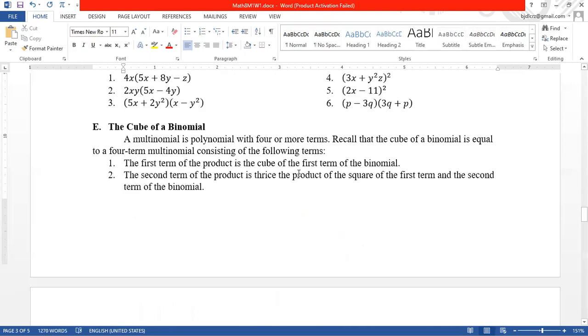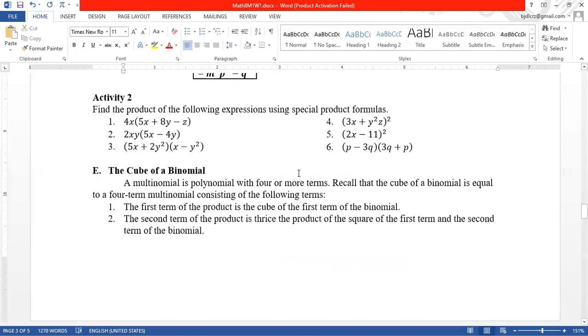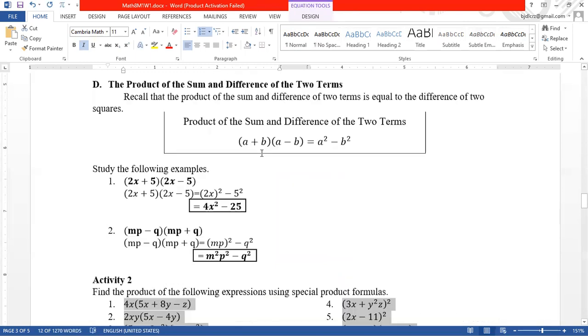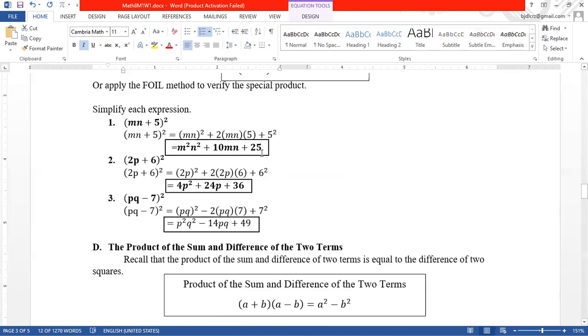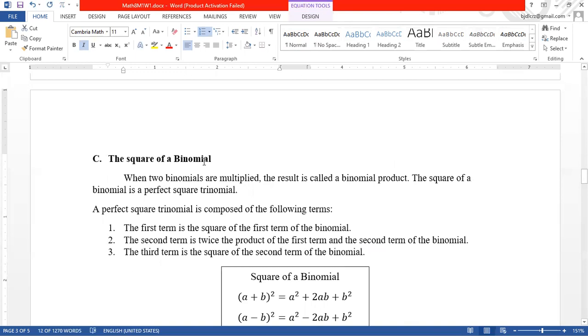So for your activity, we're going to find the product of the following expression using special product formulas. So you're going to solve this one using the FOIL method, the distributive method, and this one, the product of sum and difference, and the square of a binomial.